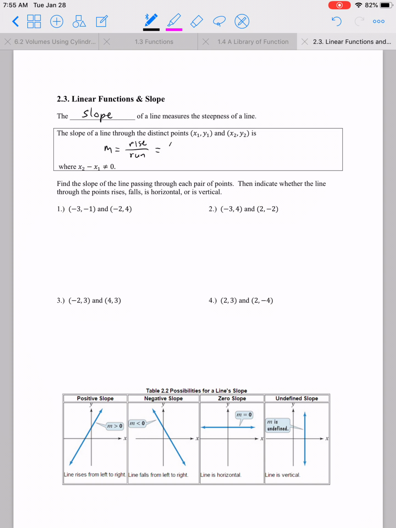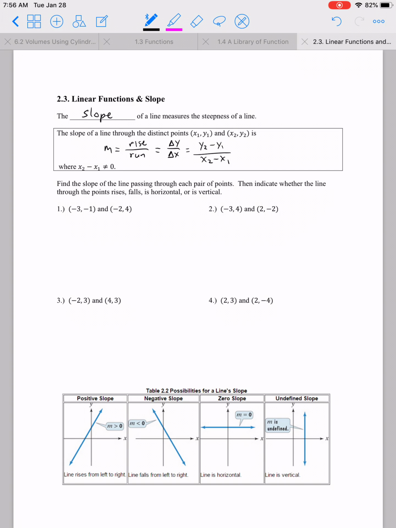This is also a lot of times written as change in y over change in x. That little triangle is the Greek letter delta, and it means change in whenever you see it in front of a letter. What it basically means is final minus initial, or 2 minus 1. So delta y would be y2 minus y1, and delta x would be x2 minus x1. And if you do that, this will give you a number that tells you how steep it is. The larger the number, the steeper it is.